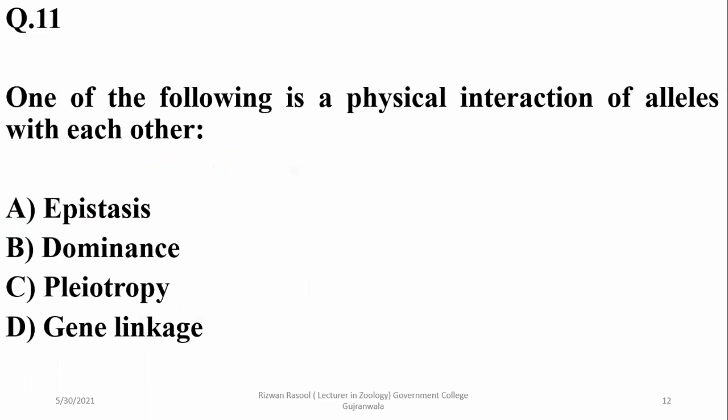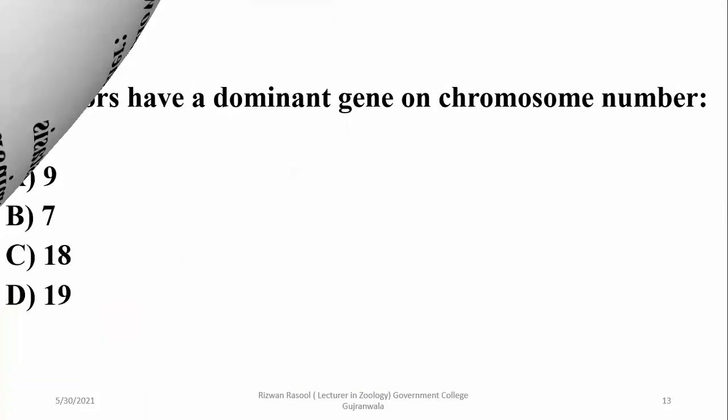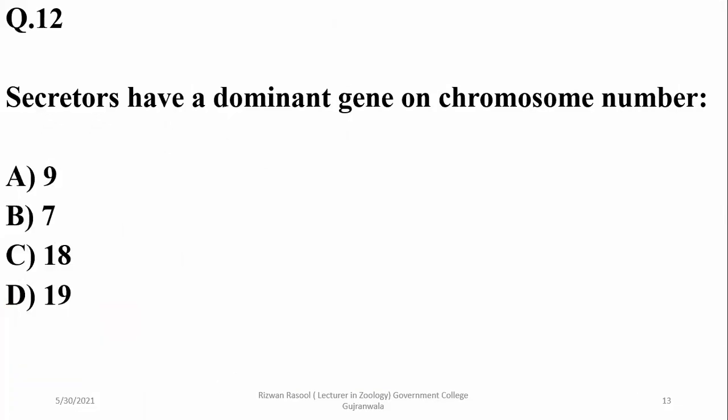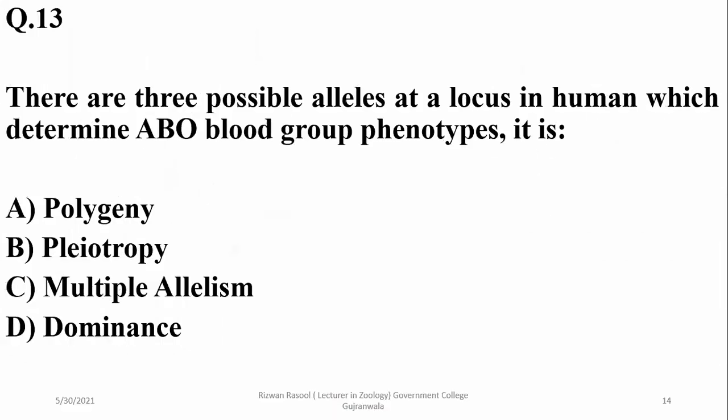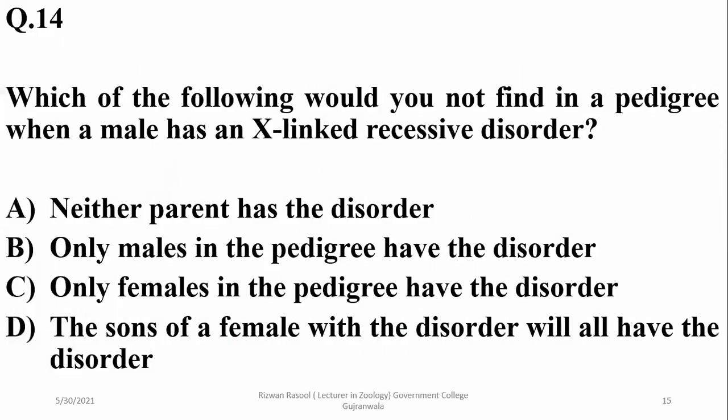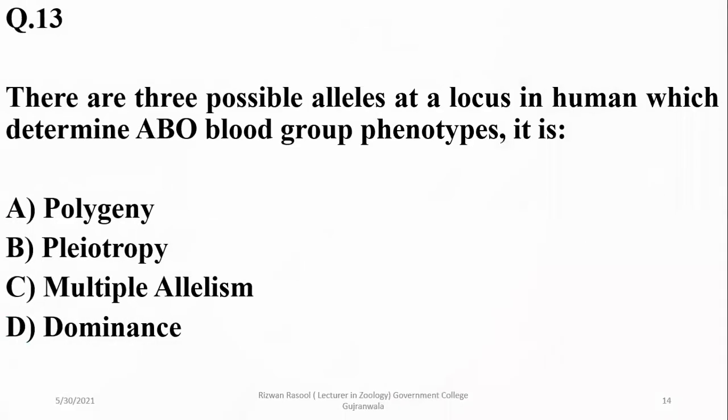One of the following is a physical interaction of alleles with each other, that is gene linkage, while the others in the list are physiological or functional interactions. Secretors have a dominant gene on chromosome number 19. And there are three possible alleles at a locus in humans which determine ABO blood group phenotype. It is multiple allelism. The right option will be Charlie.